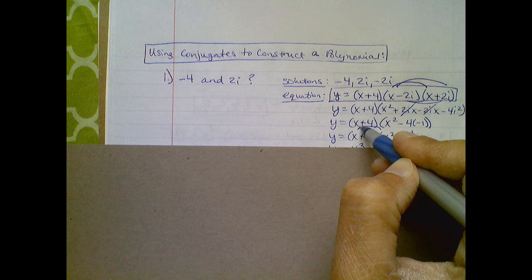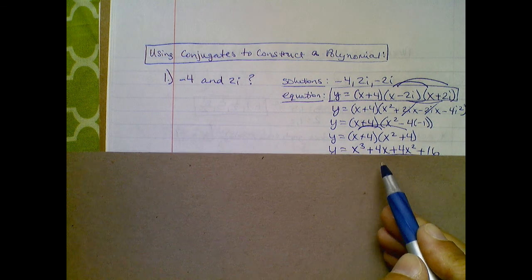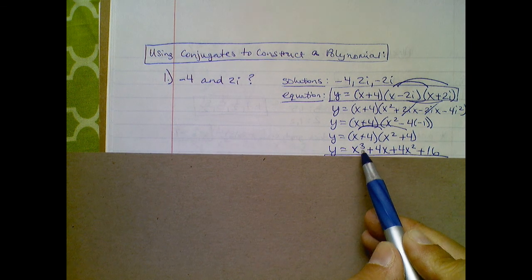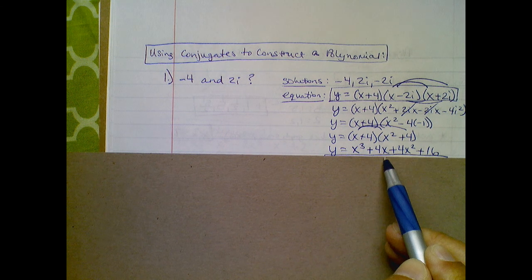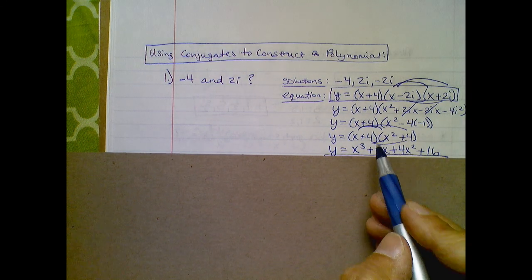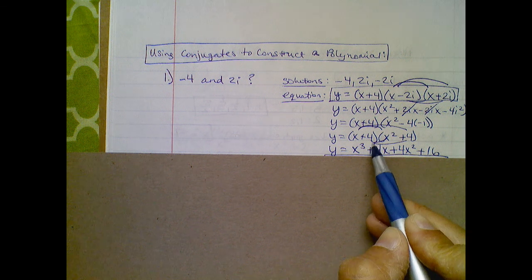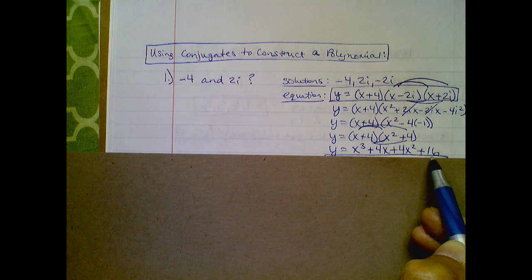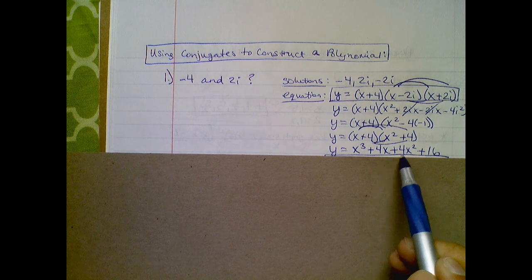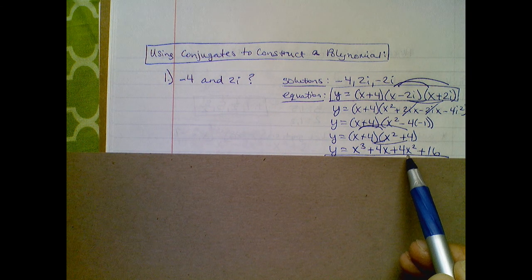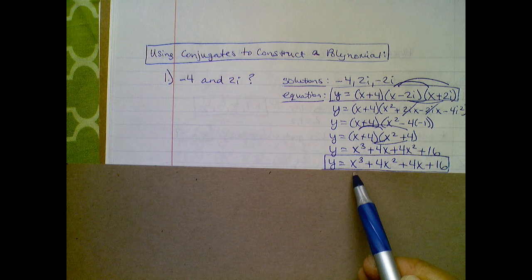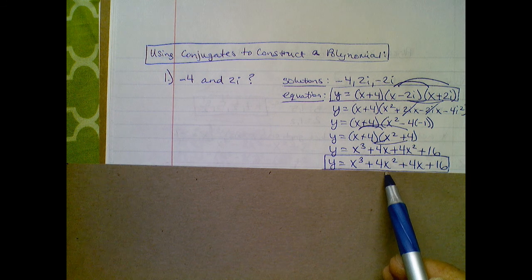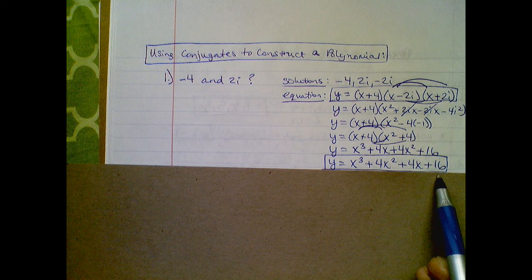So distribute this x. x times x squared is x to the third power, sorry. x times 4 is 4x. Distribute this 4. 4 times x squared is 4x squared. 4 times 4 is 16. Now we're going to put it in standard form, so exponents just highest to lowest. So these two middle terms, we're just going to switch them. So we have y equals x to the third power plus 4x squared plus 4x plus 16.